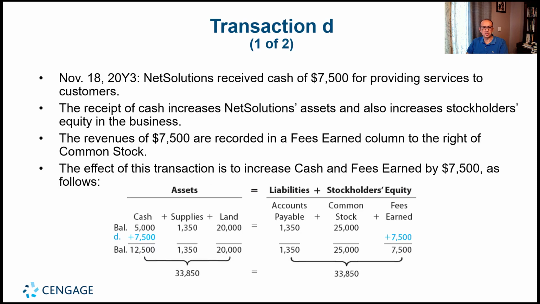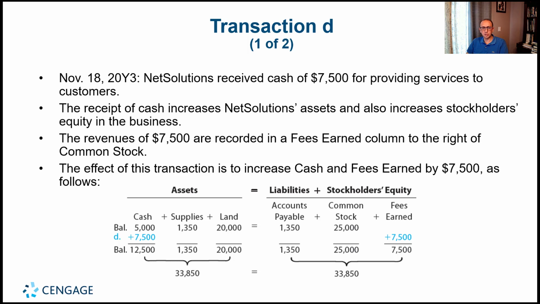Let's see transaction D. On November 18th, year 3, Net Solutions received cash of $7,500 for providing services to customers. Let's try to think about this. When you receive cash, is cash going up or down? It's actually going up. So the amount of cash that used to be $5,000, now it's more. It's increasing by $7,500. So it's $12,500.